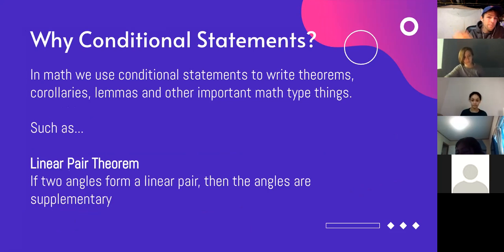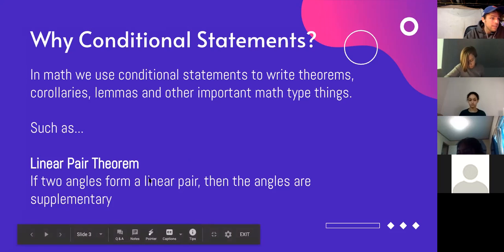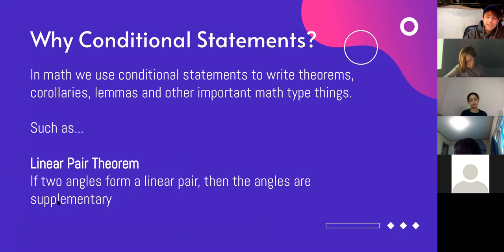So when we start building up more information that we know about geometry, we're going to be creating a lot of theorems and showing a lot of theorems. An example that we kind of already know about is something called the linear pair theorem. This is the linear pair theorem, and it's written as a conditional statement, as an if-then statement. If two angles form a linear pair, then they are supplementary.